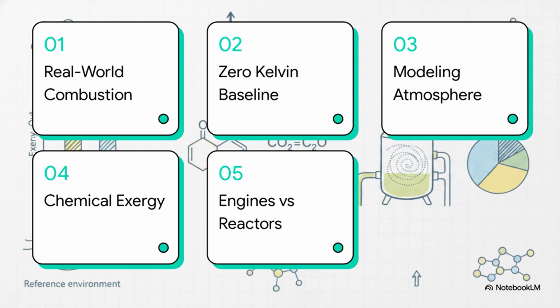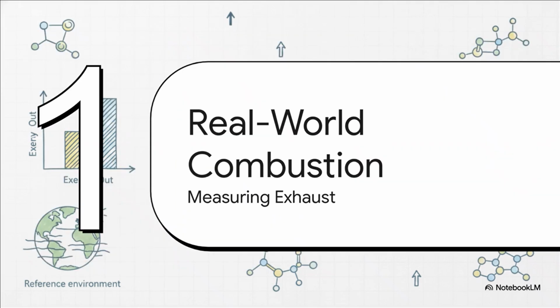So, here's our game plan for today. We'll start by measuring real-world combustion, then establish the 0 Kelvin baseline. After that, we're going to model the atmosphere, then we're calculating the chemical exergy, and finally, comparing engines versus reactors. First, let's go through the real-world combustion.